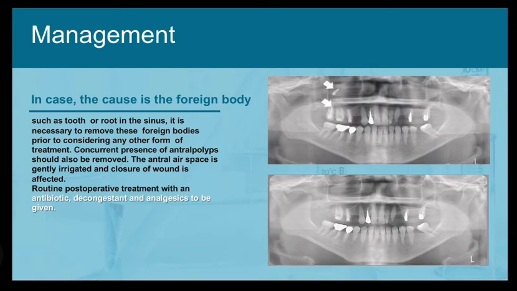Concurrent presence of antral polyps should be removed. The antral air space is gently irrigated and closure of the wound is effected. Routine post-operative treatment with the antibiotic, decongestant, and analgesic is to be given. Here there are two OPGs. First, the presence of the foreign body or root of the tooth in the maxillary sinus, and here after the removal of this foreign body from the maxillary sinus.